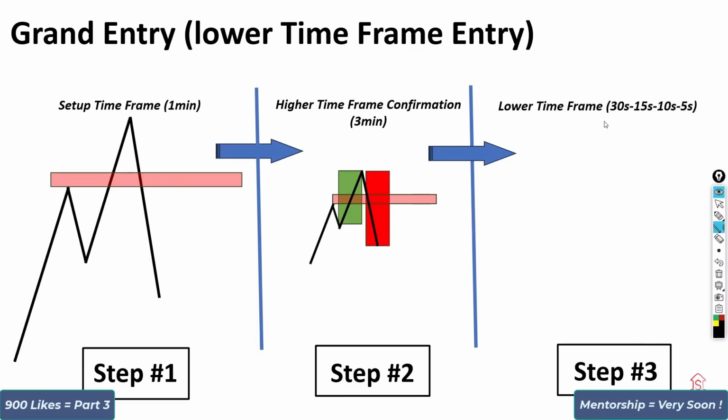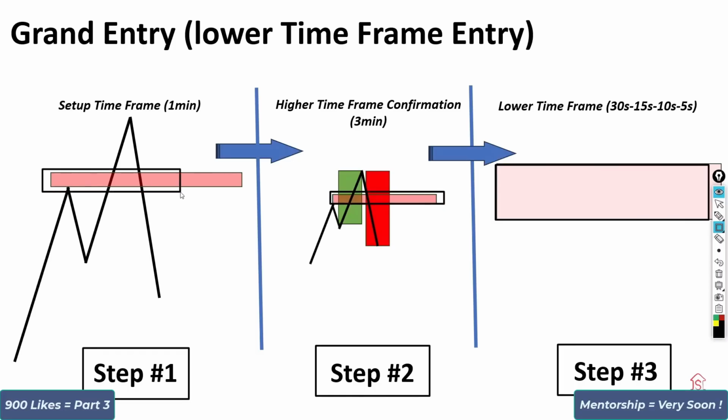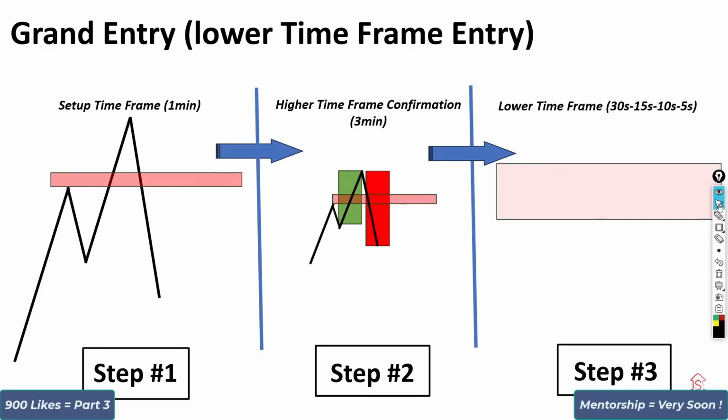Step 3 basically will happen in 30, 15, 10, and 5 second time frames. You will switch the time frames until you find the entry, and I will tell you what it is. So now this is the same zone as this one. This is the same zone. Since we have gone to the lower time frame, it seems bigger, right? Because we are in the lower time frame now. So it's the same zone as this.